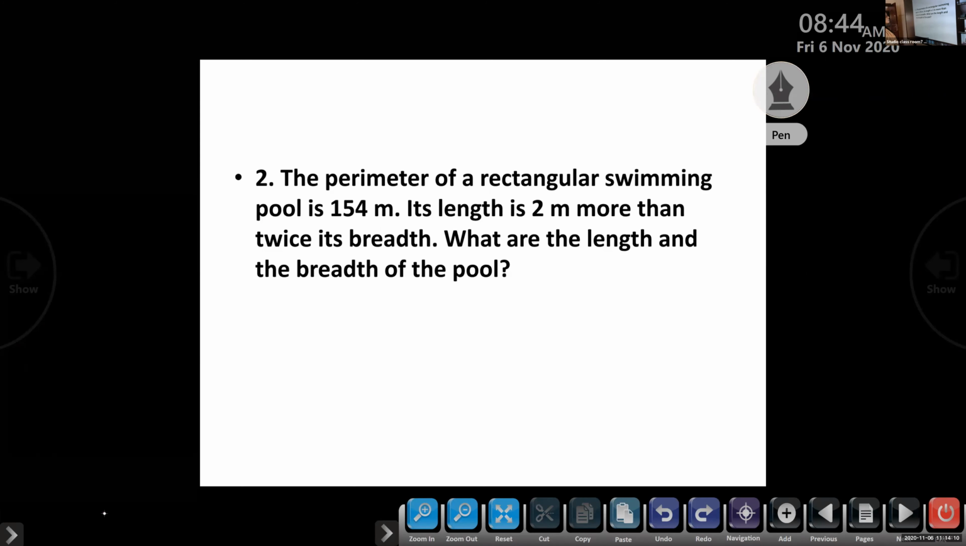The perimeter of a rectangular swimming pool is 154. Its length is 2 meters more than twice its breadth. What are the length and breadth of the pool? Read the question thoroughly.